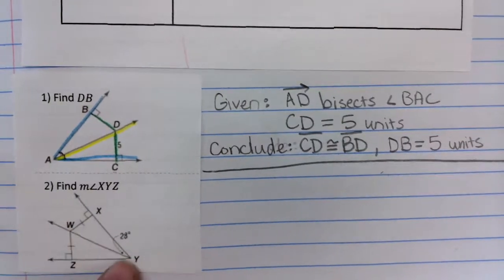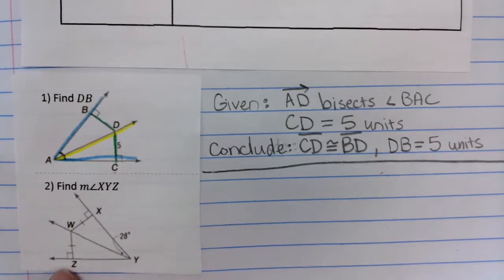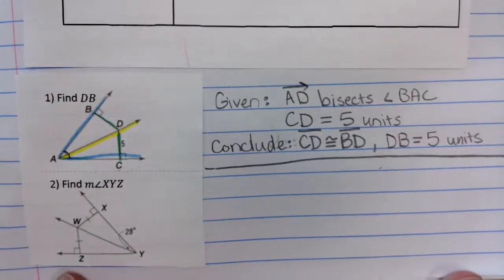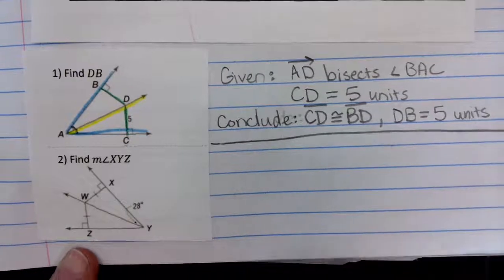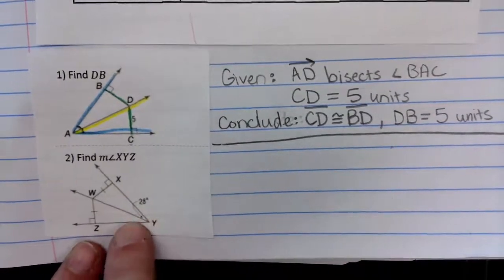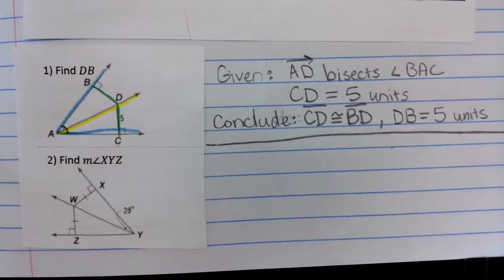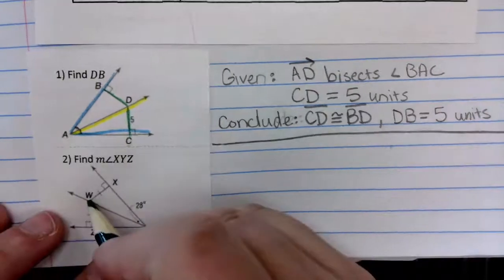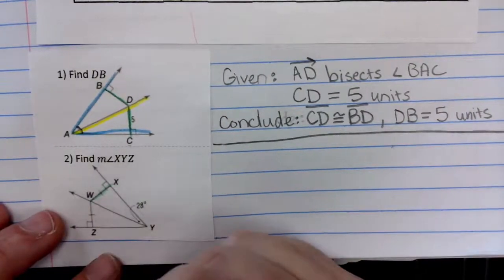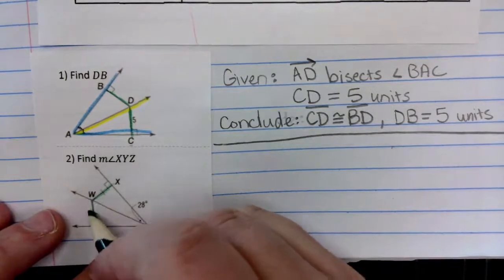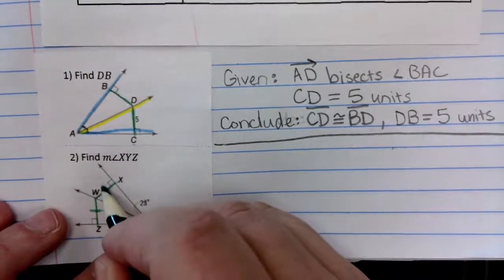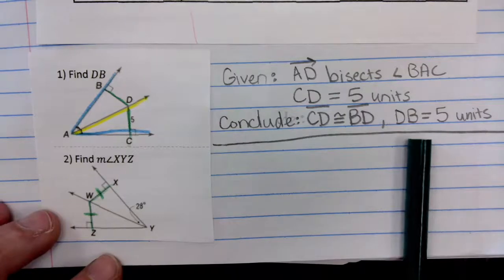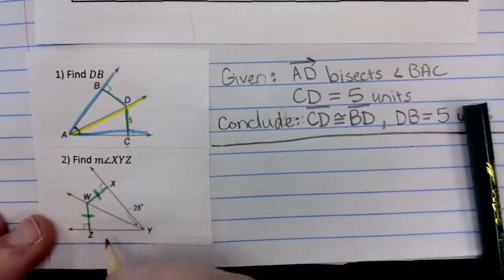WY bisects XYZ? Okay. Do we know that it bisects it right away, though? Does it tell us that this is 28 and this is 28? No, but what does it tell us right away? Which parts are the same? XW is the same as WZ. We have those are congruent. So because those are congruent, we know that this does end up being a bisector.